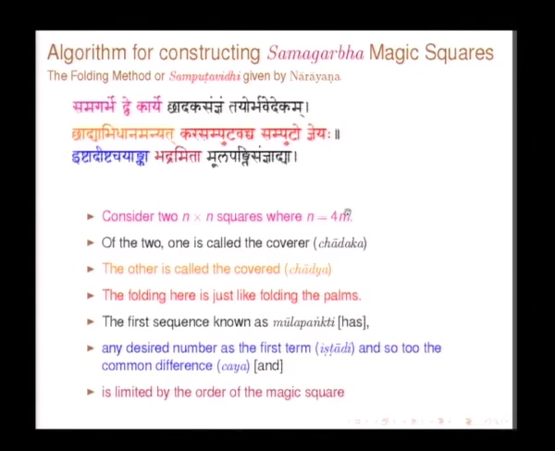The more interesting thing which has been presented as an algorithm by Nārāyana is the following, the Samputa Vidhi. Here he says, Samagarbhe dve karye chādaka samyam tayor bhave dekam chādhyabhidana manyat kara samputavaccha samputo jñeyaha.